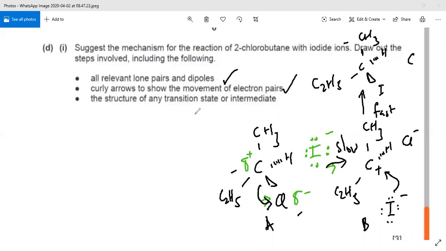All right, and then the structure of any transition state. So this is actually the transition state. Okay, so the transition state is this one. All right, and then it goes here. So this is actually the product.